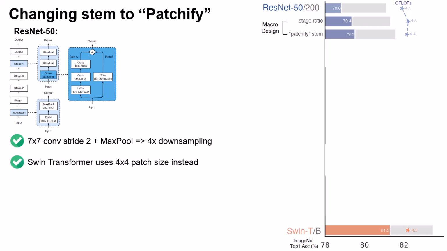But Swin Transformer uses a 4x4 patch size instead. And they said, yeah, we can use a 4x4 convolution with a stride of 4 for this 4 times downsampling. And they did that, and that increased the performance by 0.1% and also decreased the gigaflops by 0.1%.